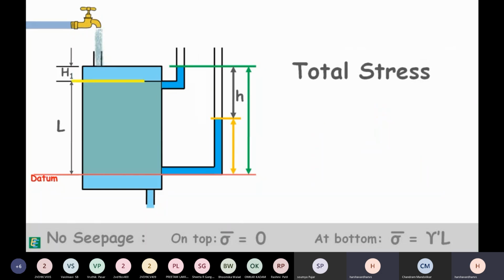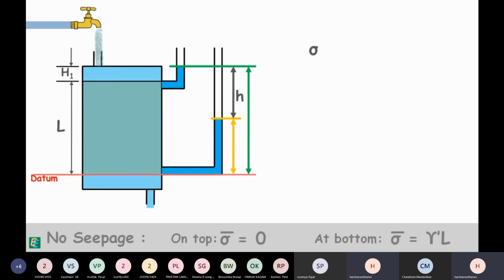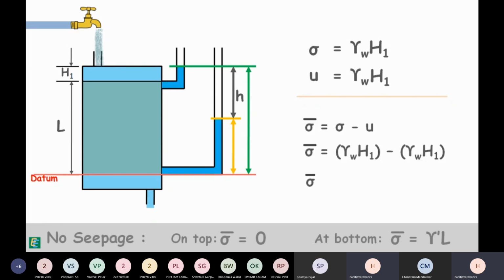Total stress distribution at different depths in the soil does not change by the flow of water, as there is no change in the overburden pressure. Total stress at the surface of the soil is stress because of water, gamma w h1. Pore water pressure will be gamma w and height of this water column, h1. So again, effective stress is 0.